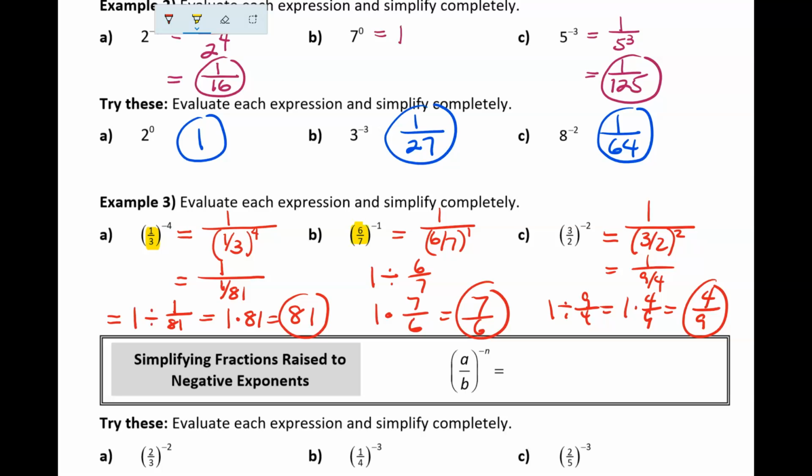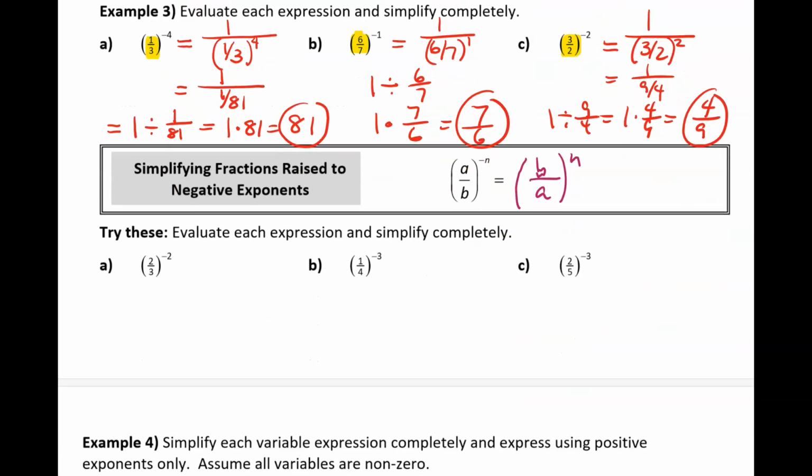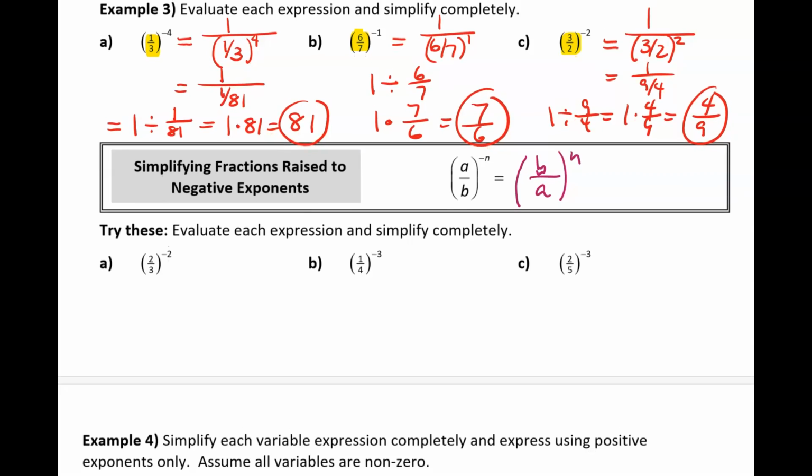6/7 raised to the negative 1 would be 7/6 raised to the positive 1. 3/2 raised to the negative 2 would be 2/3 raised to the positive 2. So whenever we have a fractional base, what you can do is you can make a over b to the negative n the same as b over a raised to the positive n. All right, why don't you try a couple of those, and you don't have to do all the steps that I did. You can use that shortcut.